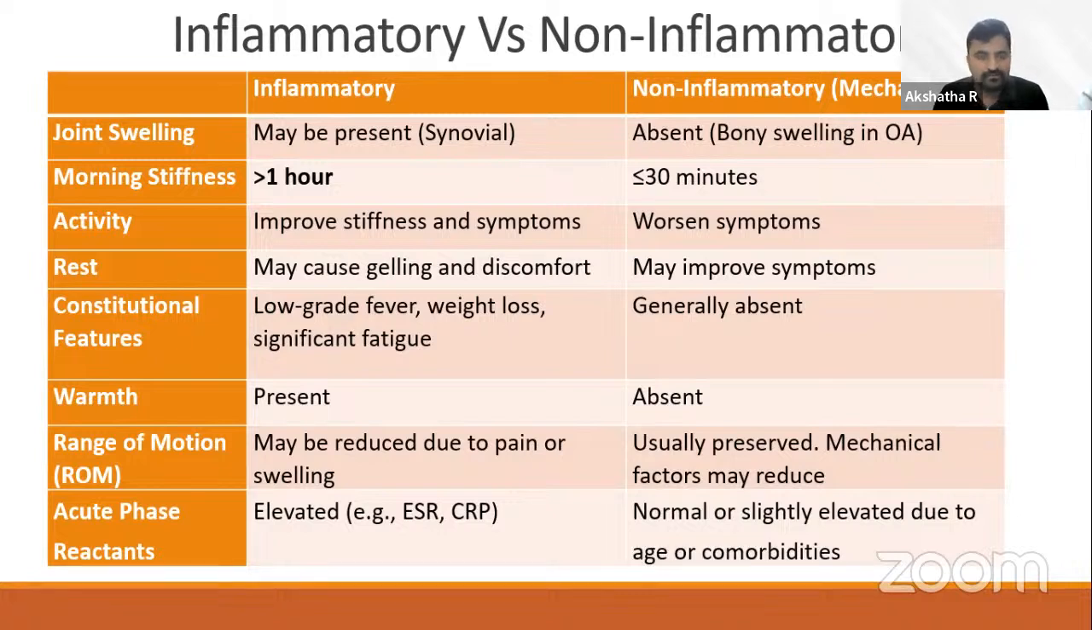And a visible swelling again suggests inflammatory arthritis, and activity improving your symptoms is a very important feature which differentiates inflammatory from non-inflammatory arthritis. This patient had swelling, this patient had morning stiffness and joint swelling. So this was an inflammatory type of acute polyarthritis.